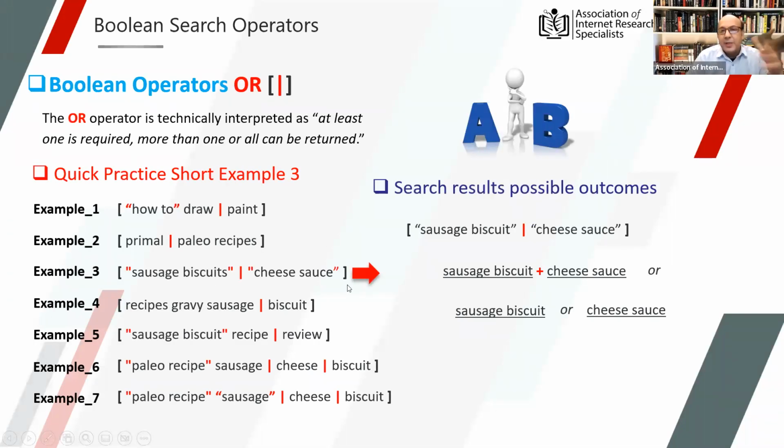So we're just doing some examples, just playing with different variants of how OR works. Third example: sausage, biscuits, cheese sauce. First, find both. If not both, find at least one. Okay. Example 4: recipes, gravy, sausage, and biscuits. Now we've got 3 words on one side and 1 word on the right-hand side. So how is the combination going to work?